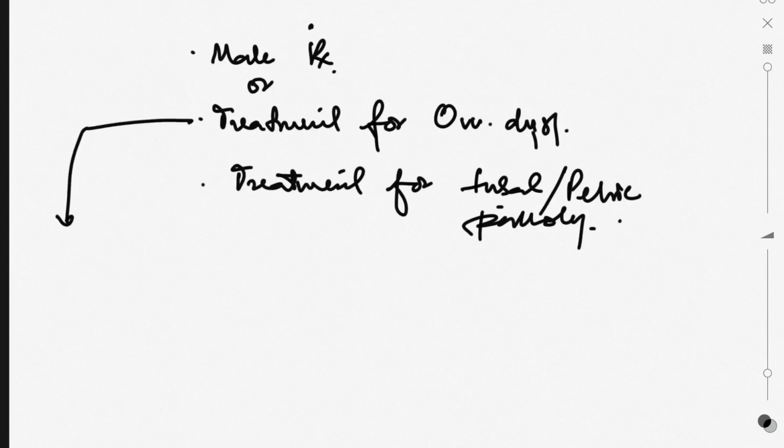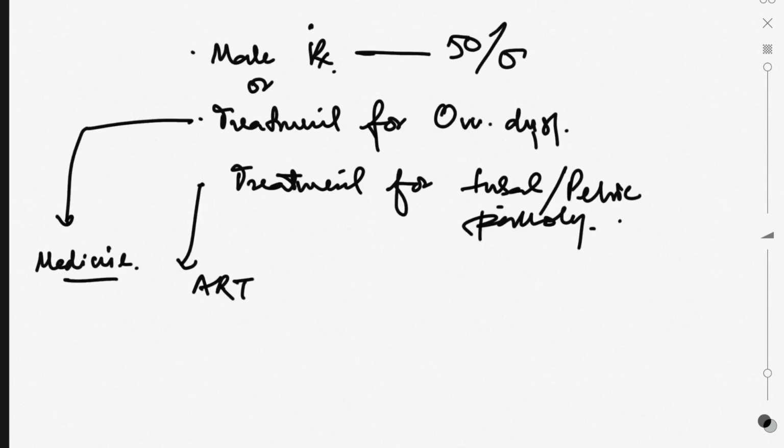This is usually treated by medicines that can be prescribed. In this case, ART, that is assisted reproductive technologies, and in males it is 50-50, ART or medical treatment.